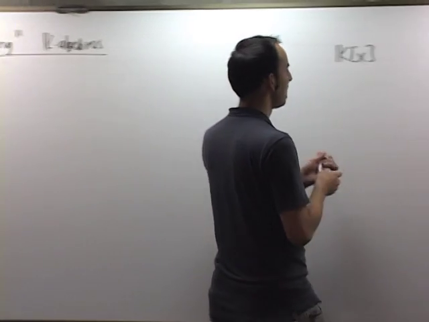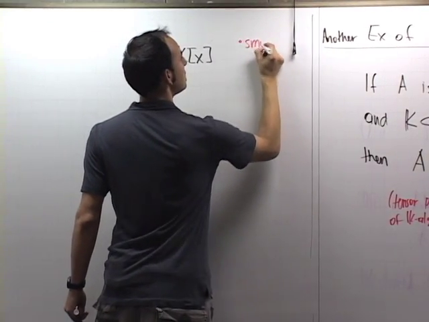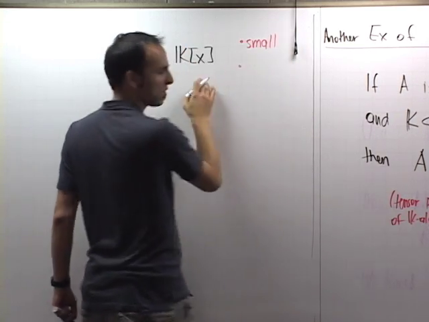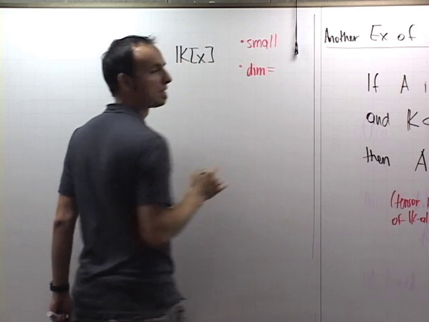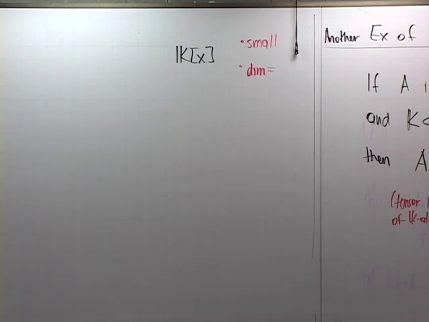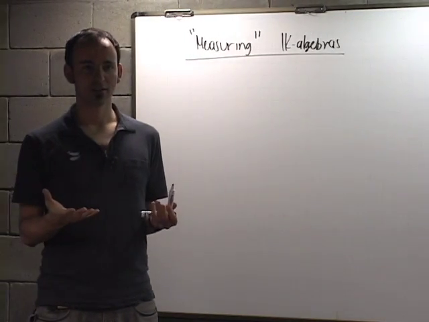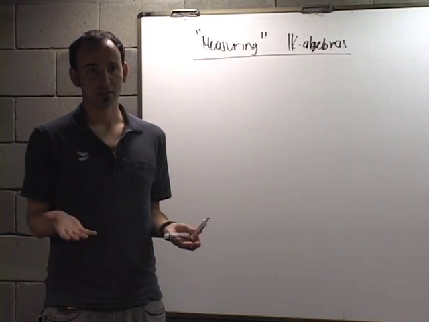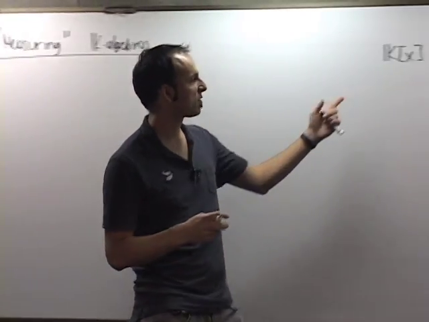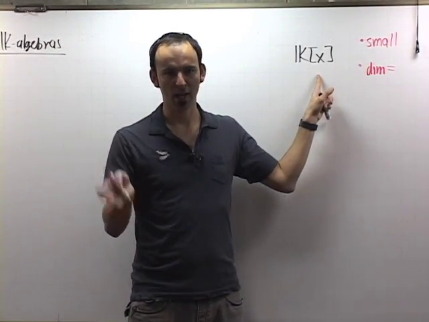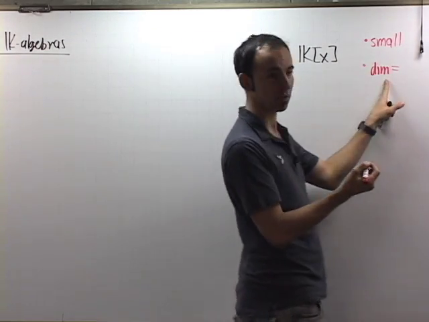Small, okay. It looks small. What is the dimension? What do we mean by dimension? Well, a K-algebra is a K vector space, and that's the way in which we mean dimension. It's the dimension as a vector space. What is the basis of this thing? 1, x, x squared, x cubed, etc. It's an infinite basis, and so this is countably infinite.